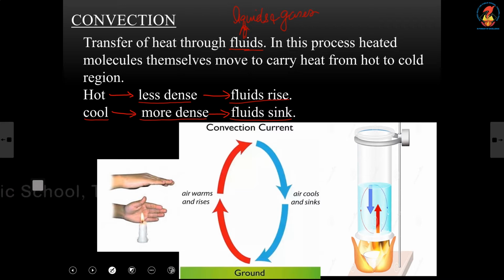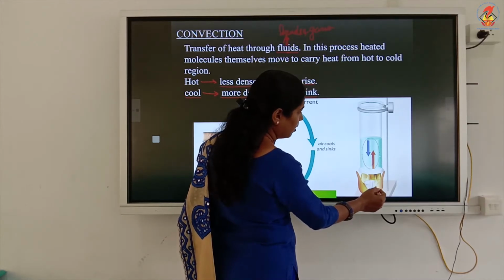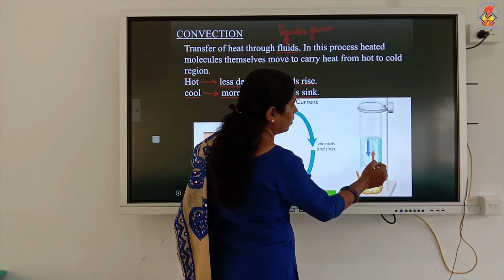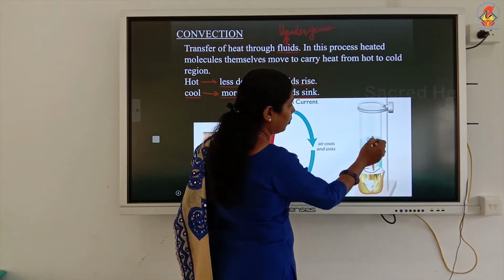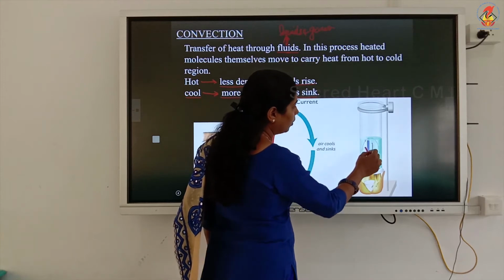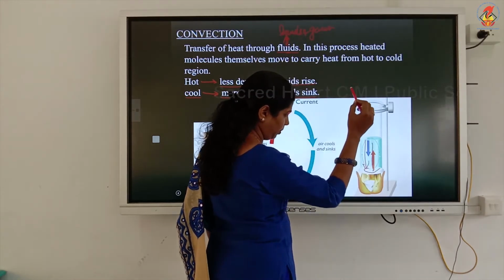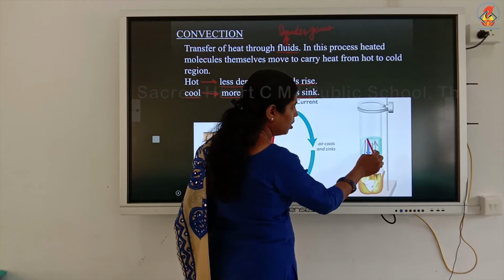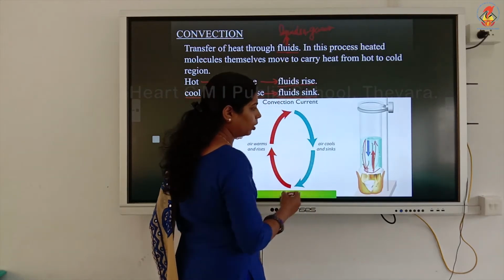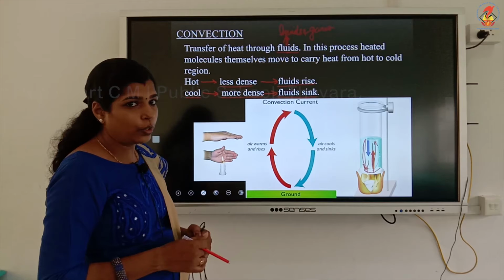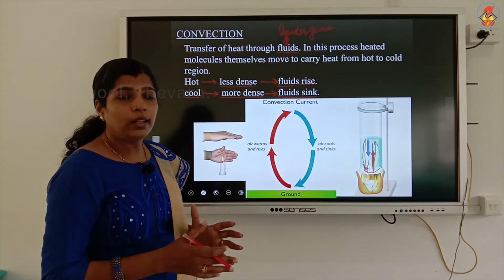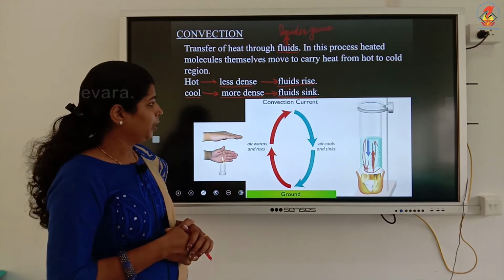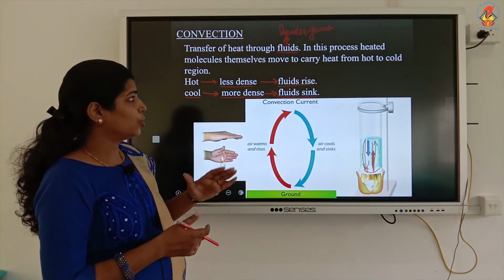Okay. So here, when water is heated, water at this bottom portion will become hot first. It will move in the upward direction. The cold water will move in the downward direction. The hot water will move upward, the cold water will move downward, and that process will continue till the whole water in this beaker is hot. In this way, this leads to the convection current.